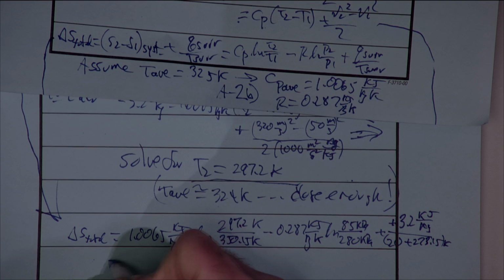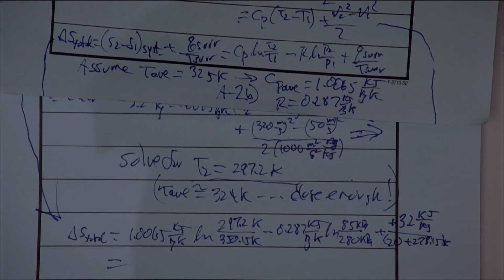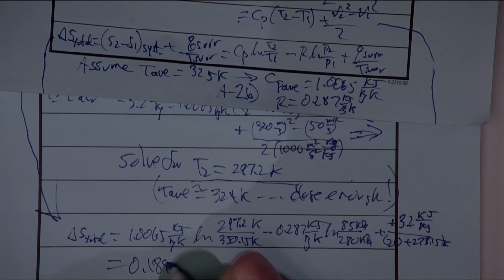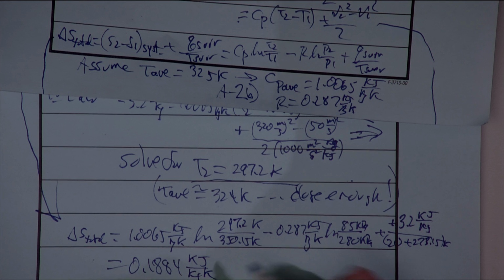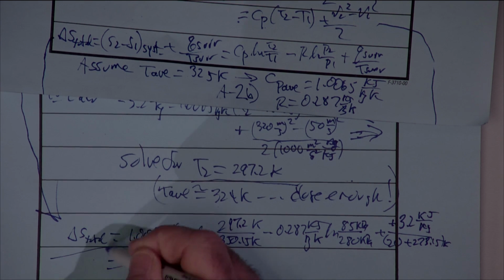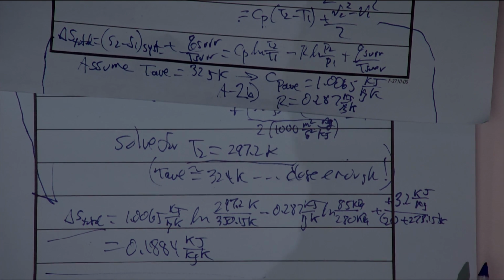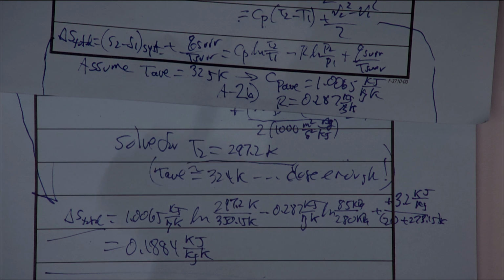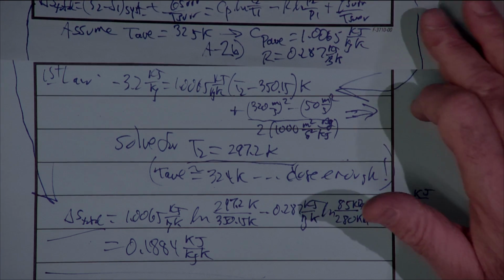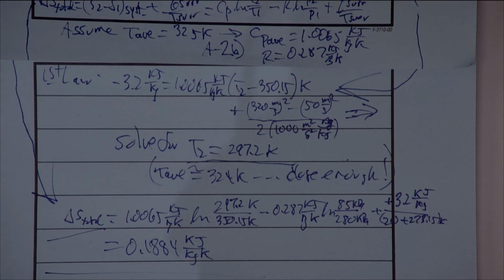And now we just go through the math. In doing so, we end up with 0.1884 kilojoules per kilogram per Kelvin. So there is another example problem that involves finding an entropy change, this time for an ideal gas. Are there any questions on this particular problem?